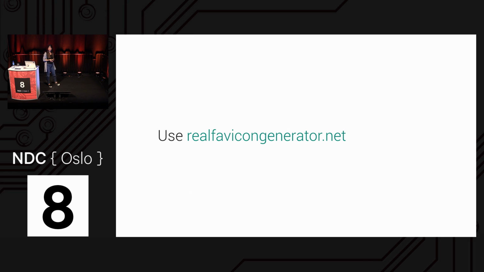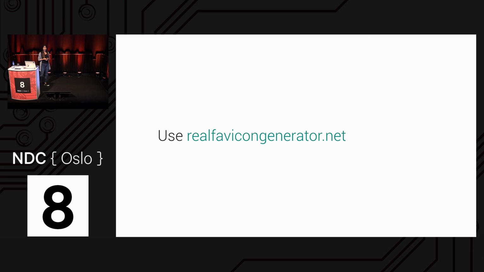The best way to see all these is to use a generator like RealFaviconGenerator.net. This is where you can see all of the variations in one go, and it lets you make adjustments for each platform. Then, after you're done, it generates a manifest.json for you. So this is a nice and quick way to design your icon.